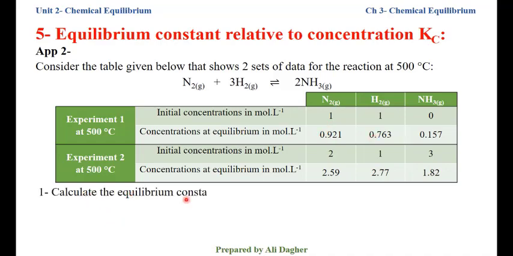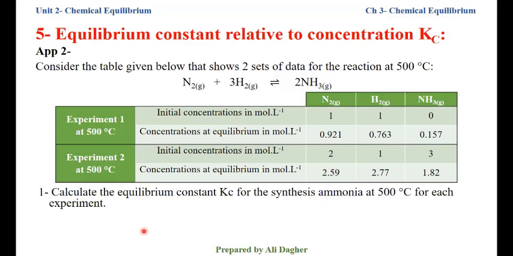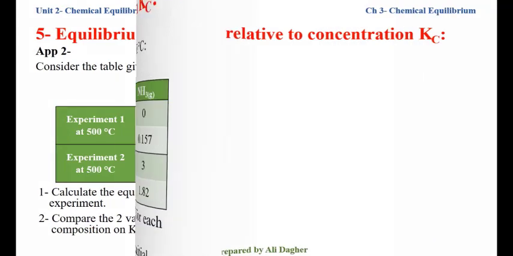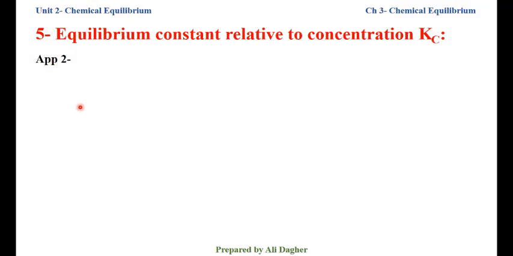Part 1: calculate the equilibrium constant Kc for the synthesis of ammonia at 500 degrees for each experiment. Then part 2: compare the two values of Kc, then draw a conclusion about the effect of the initial composition on Kc at constant temperature. Okay, the expression of Kc.